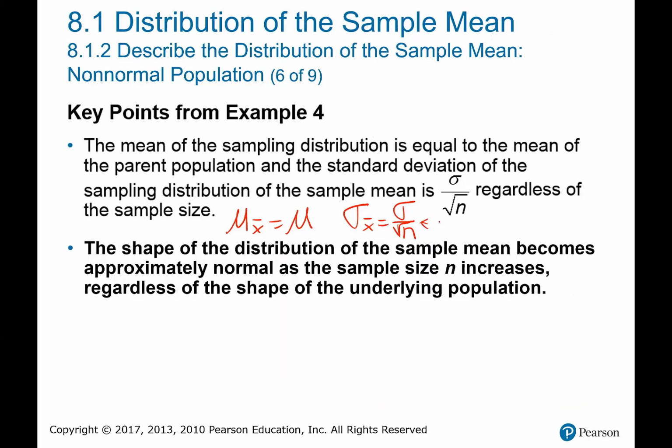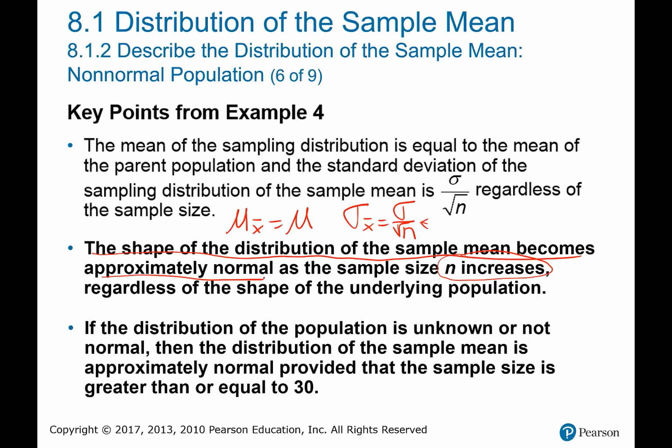However, the shape of the distribution of the samples mean becomes approximately normal as the sample size n increases, regardless of the shape of the underlying population. When my sample size is greater than 30, the shape of the distribution will be normal. That is an important conclusion. If the distribution of the population is unknown or not normal, then the distribution of the samples mean is approximately normal, provided that the sample size is greater than or equal to 30. That is a very important conclusion.